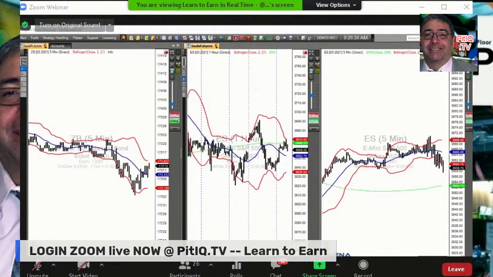All right, getting a nice little push here off of our lower end entry point. All right, nice little trade there if you did get in. Again, all we're trying to do is take advantage of ebbs and flows of the market using our levels that we gave out early this morning, or just waiting for the market to give us opportunities there.